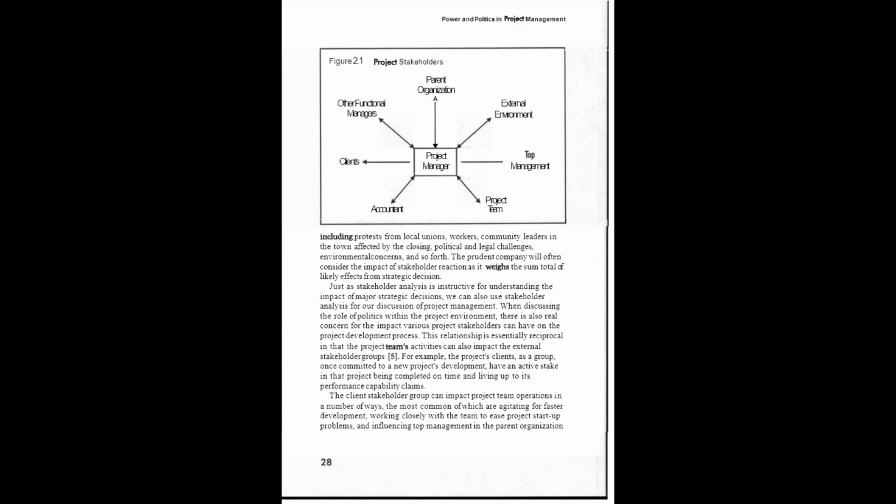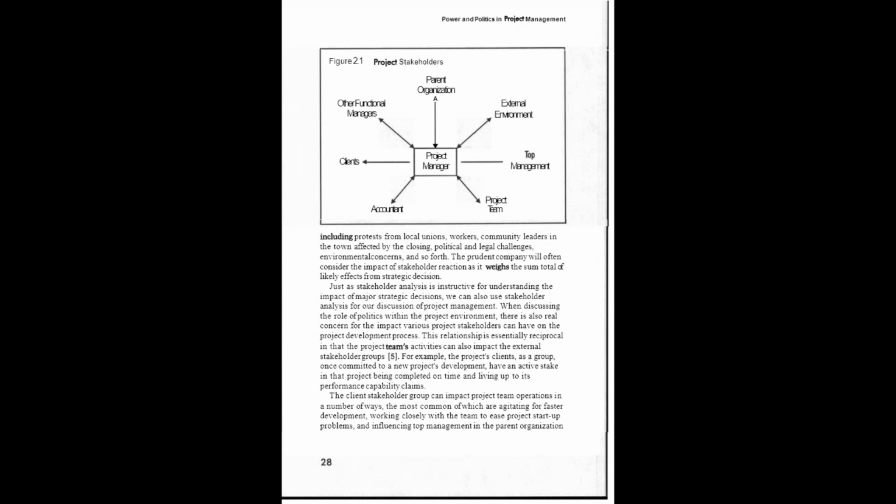Just as stakeholder analysis is instructive for understanding the impact of major stakeholder strategic decisions, we can also use stakeholder analysis for a discussion of project management. When discussing the role of politics within the project environment, there is also real concern for the impact various project stakeholders can have on the project development process. This relationship is essentially reciprocal in that the project team's activities can also impact the external stakeholder groups.